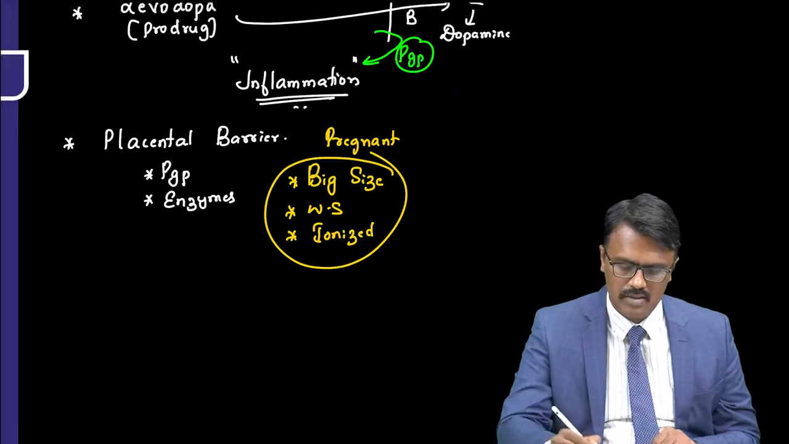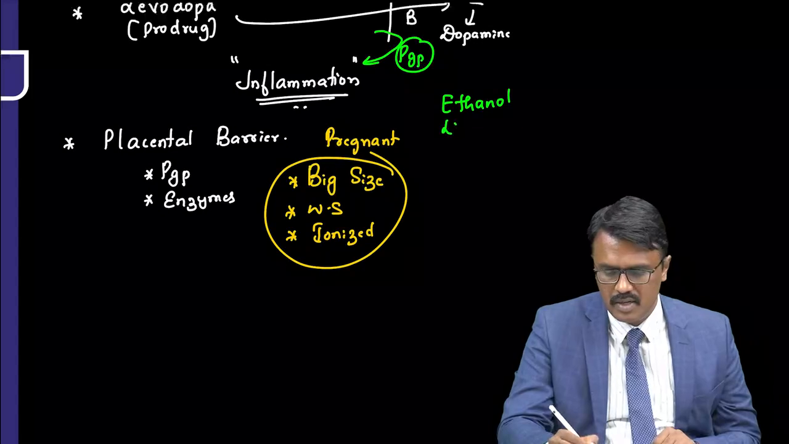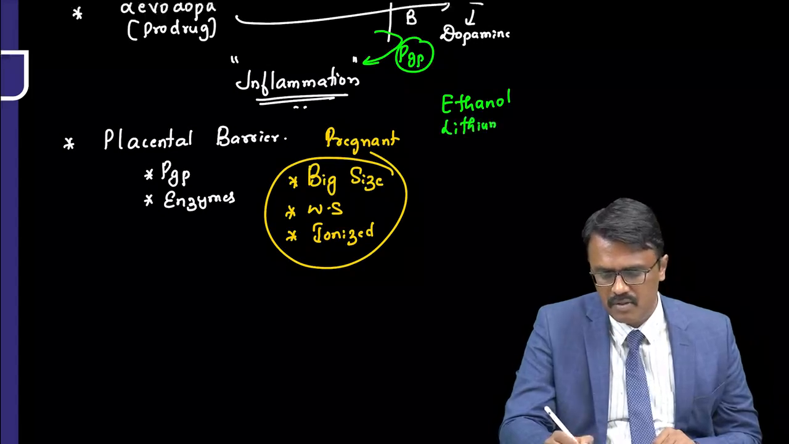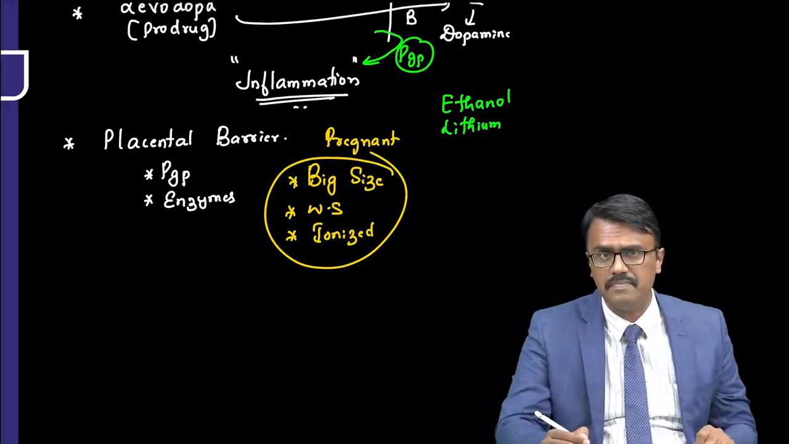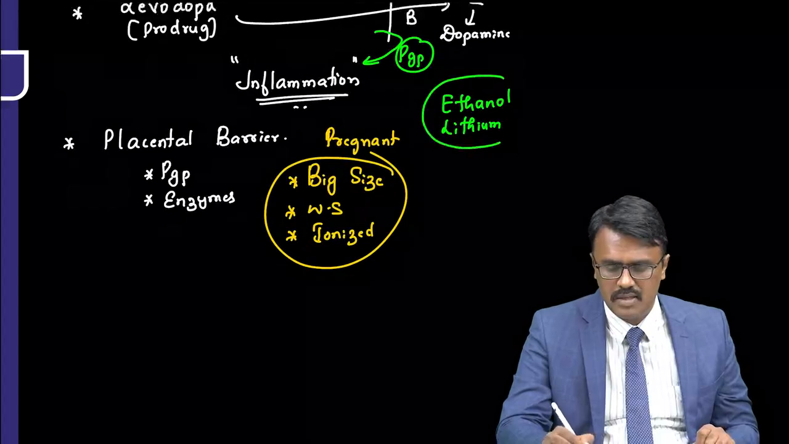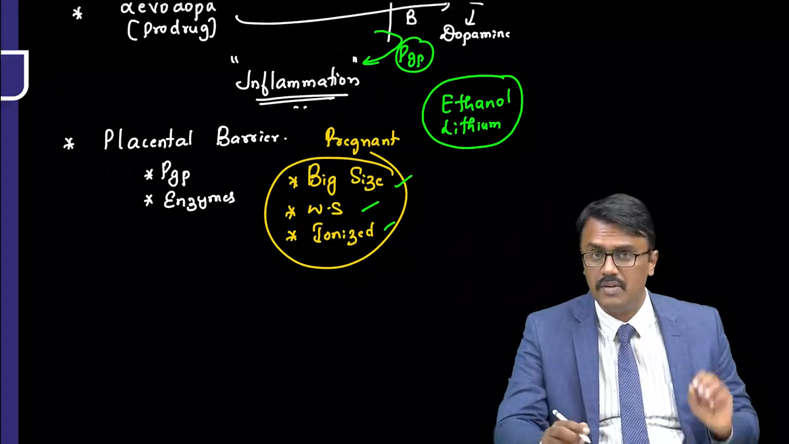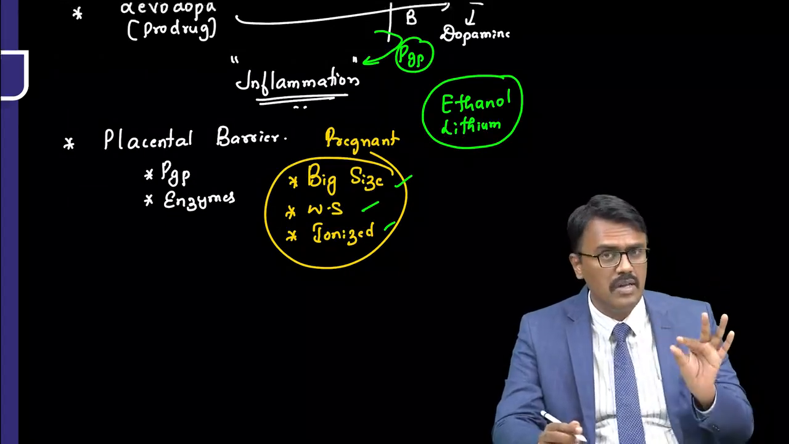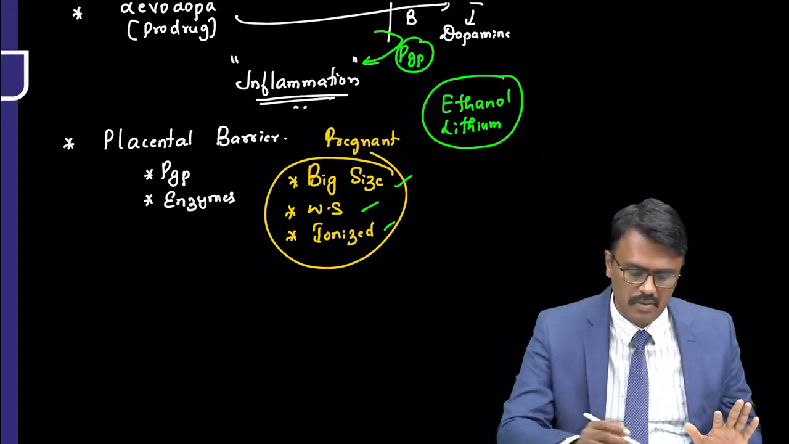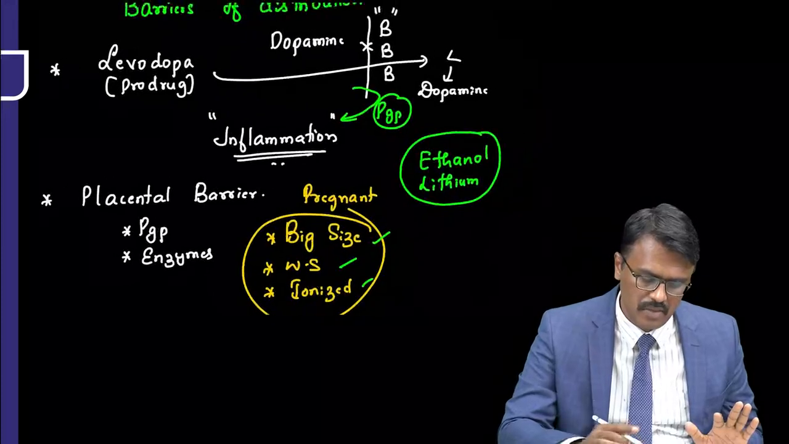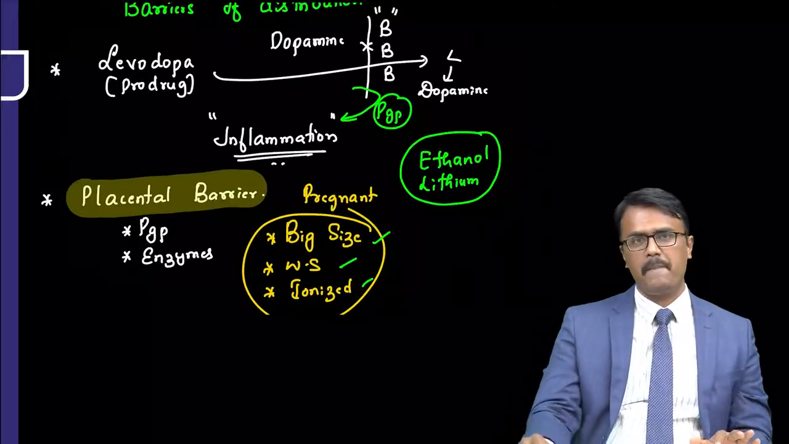Now you know that ethanol and lithium are water soluble, but the problem is, even though they are water soluble, they are very small in size and they can enter the placenta. That's the reason it's very important this property should be there. So ethanol and lithium can enter the placenta and cause teratogenicity. So there are two important barriers for distribution: one is the blood-brain barrier and one more is the placental barrier.